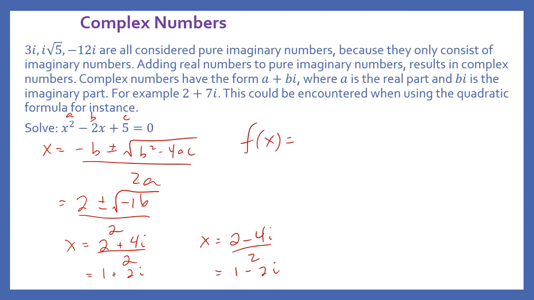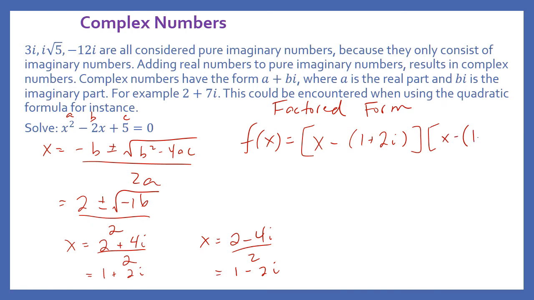Expanding on this, if I asked you to write that in factored form, because remember quadratic gives you the zeros, which goes with factored form, it would be x minus your zeros, x minus 1 plus 2i, and x minus 1 minus 2i. Looks weird. We're going to revisit that in the very near future.